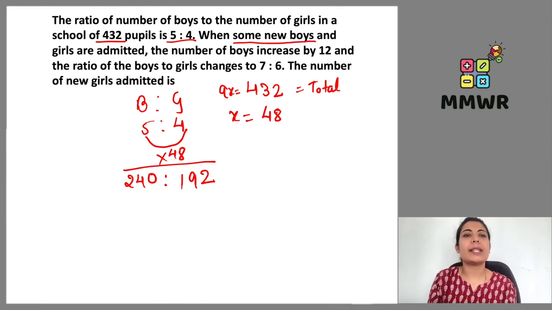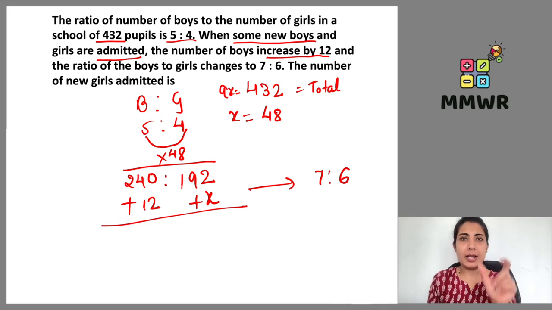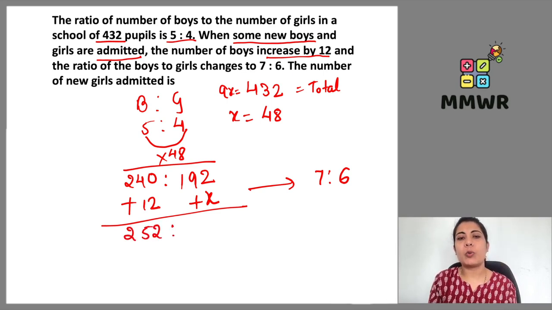When some new boys and girls are admitted, the number of boys increases by 12. They have told us that 12 boys came, but how many girls came we don't know. That has not been disclosed in the question. That is the only thing missing. We have to find it. And the ratio of boys to girls changes to 7 is to 6. Here I am showing you the shortcut way. So this is 252 to 192 plus x, which equals 7 is to 6.